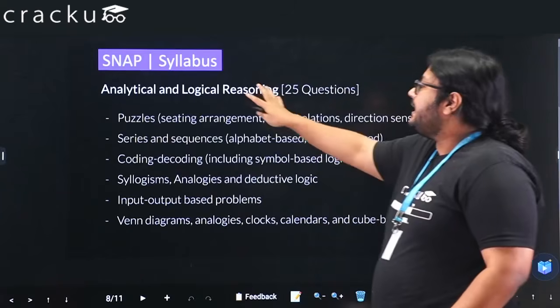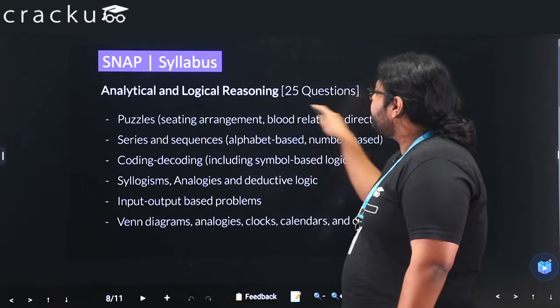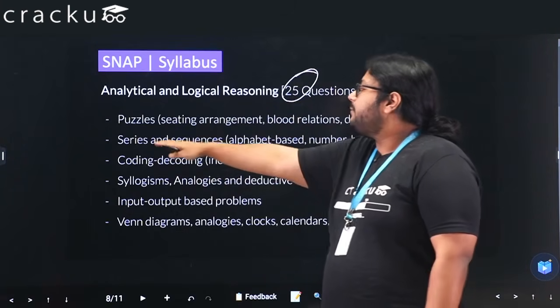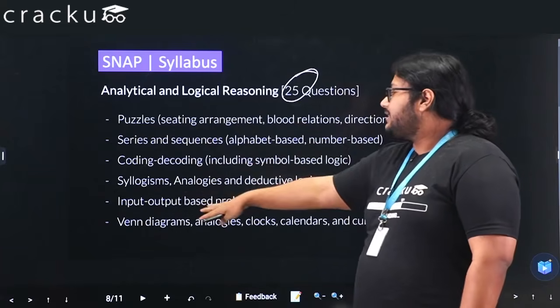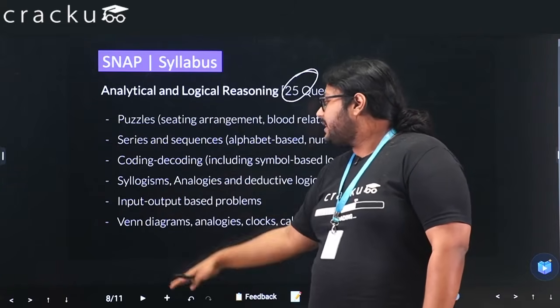Next, we have the analytical and logical reasoning. This is the biggest section. We have 25 questions from here. The syllabus includes puzzles, sitting arrangements, blood relations, direction, sequence and series, alphabet based, number based, coding, decoding, syllogisms, analogies.